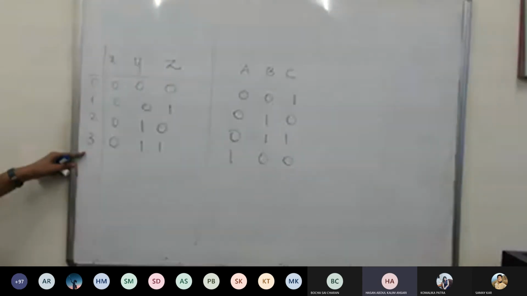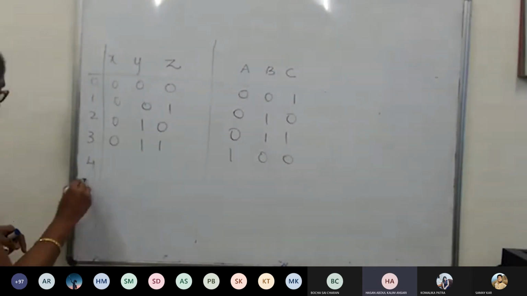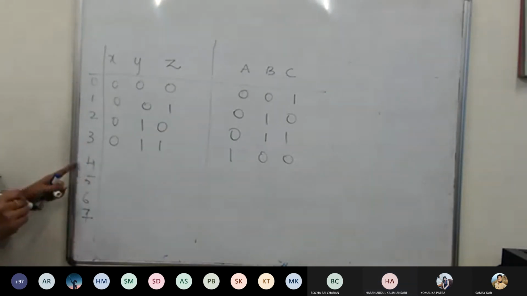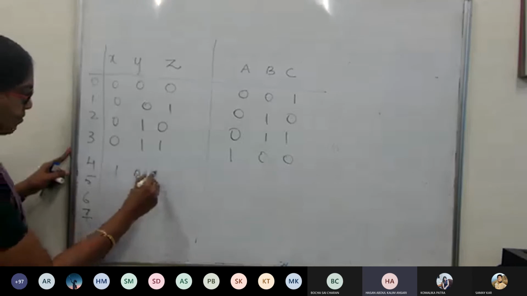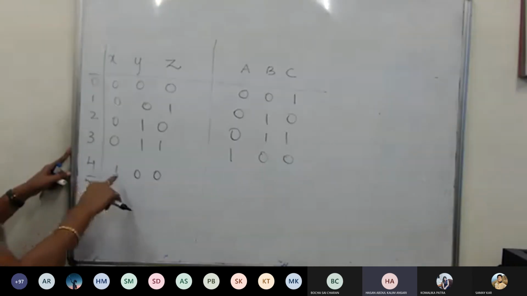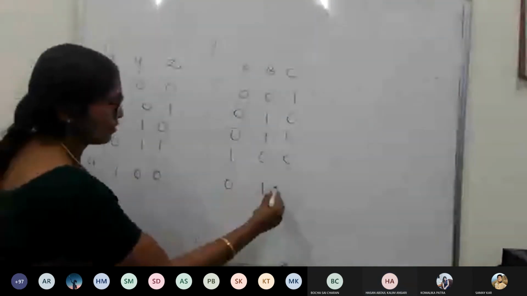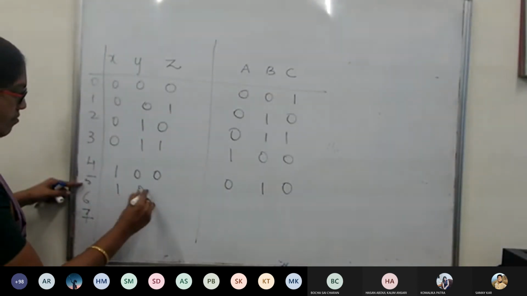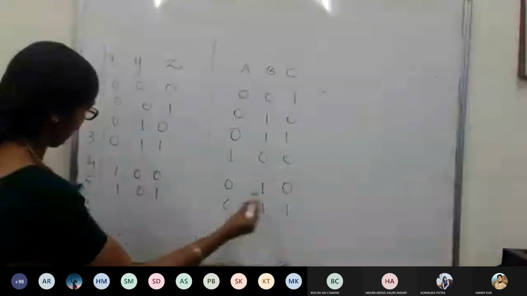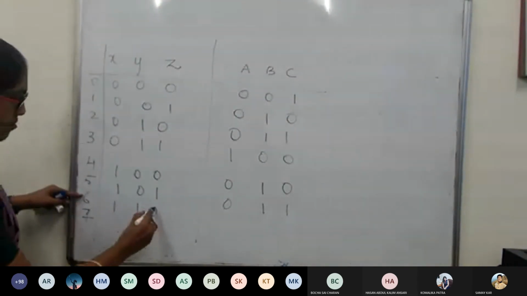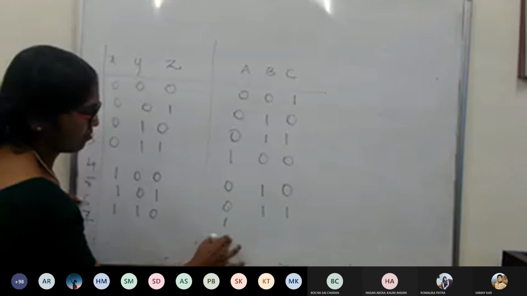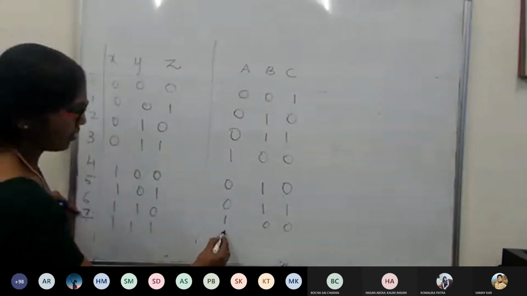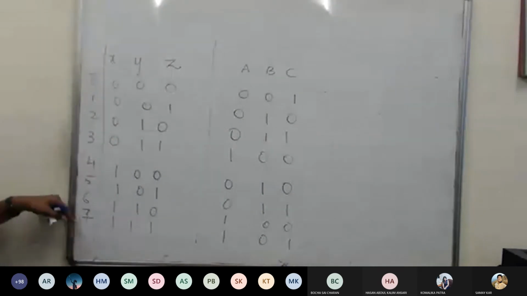Ma'am, draw the second one also for 4, 5, 6. Yeah, we will do that. Till 4, 5. We can do like 4, 5, less 6. 2 less than this input means it will be 2, 5, 6. 7 will be this.